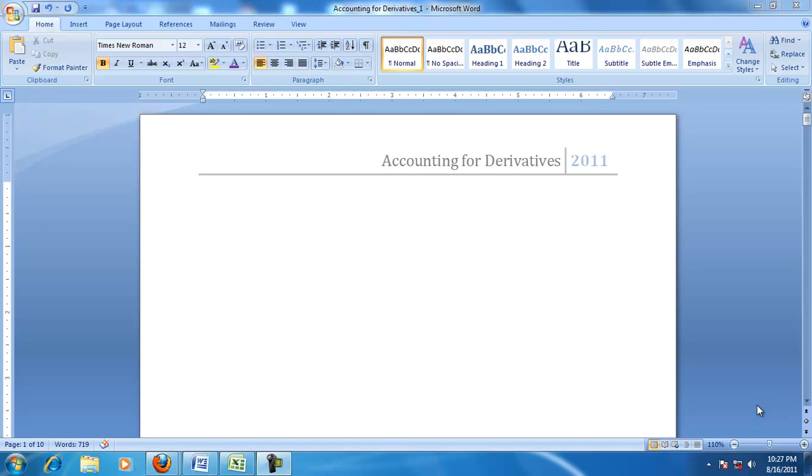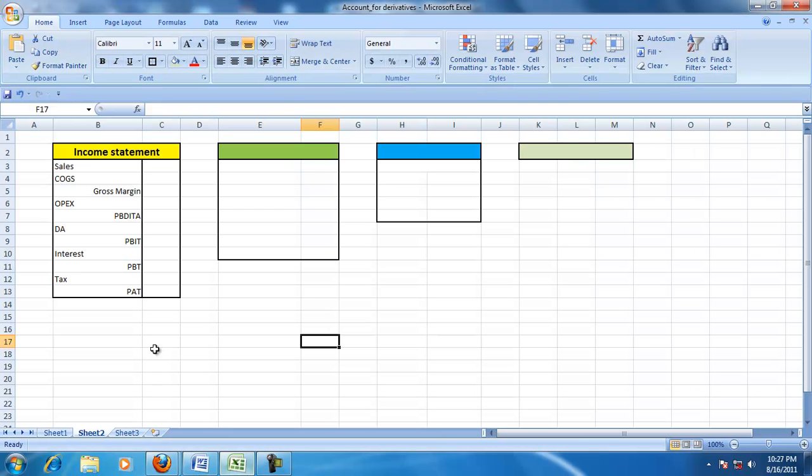Welcome to our discussion on the accounting for derivatives. We will try to understand in this session the various issues relating to the accounting for derivatives. But before we try to understand how the accounting for derivatives is done, or how the derivatives affect the financial statement, let us take a very simple income statement.